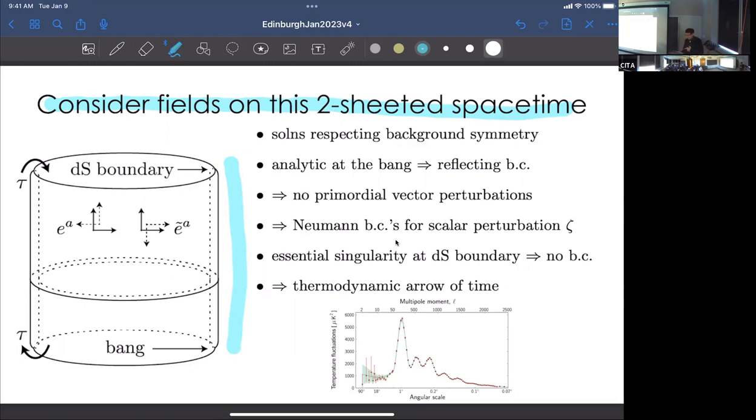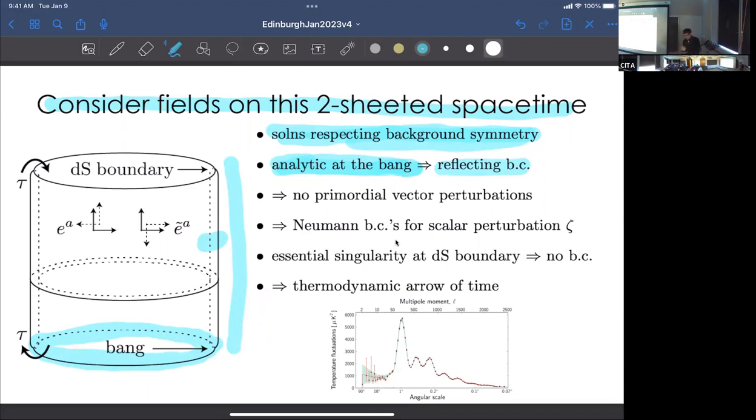And so in particular, I want the fields on the space-time to respect that symmetry. And now if you look at the solutions on this space-time, you find that they're all perfectly analytic, complex analytic functions down at the bang. And the combined requirement that they are symmetric under swapping the inner and outer sheets and analytic at the bang ends up imposing a mirror-like reflecting boundary condition on the fields down here at the bang. Okay, so we got a reflecting boundary condition on the fields.